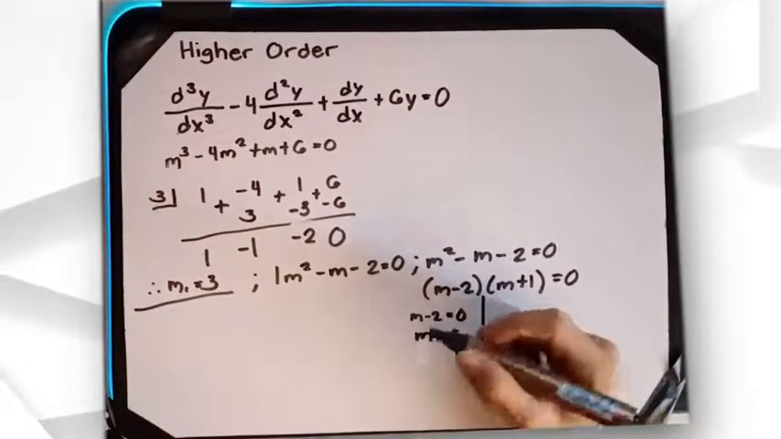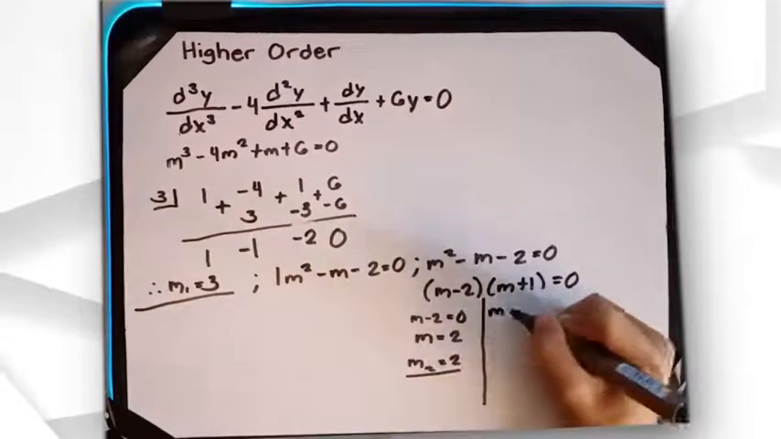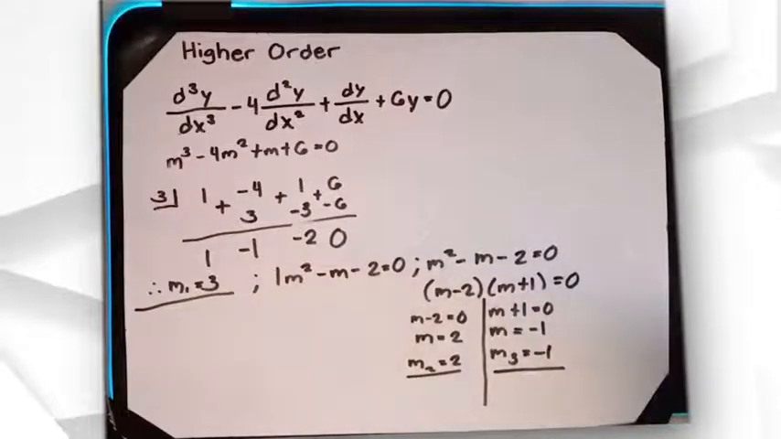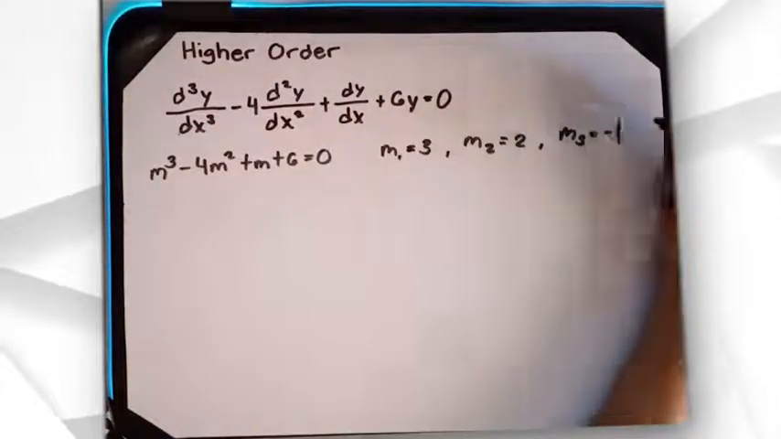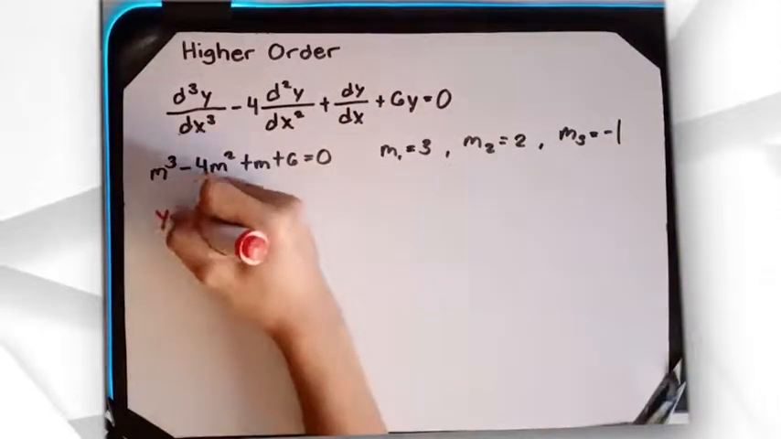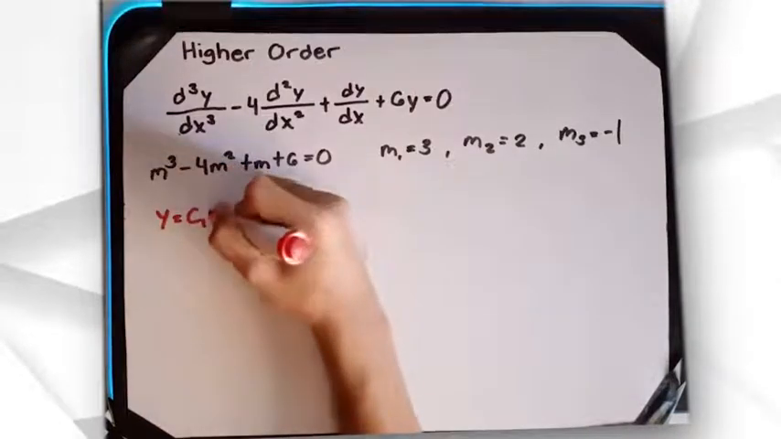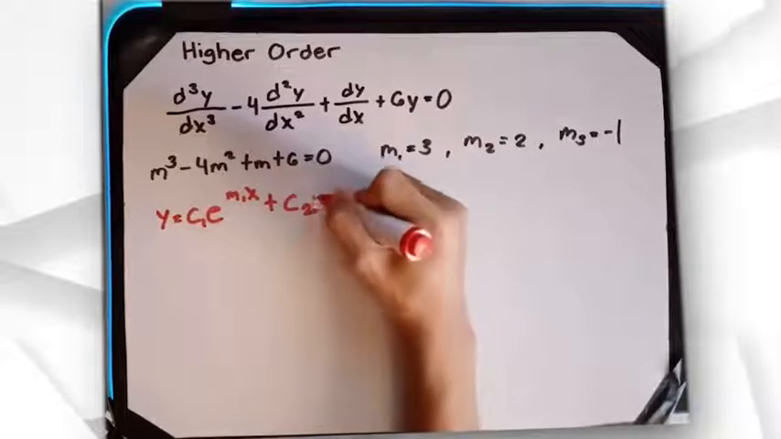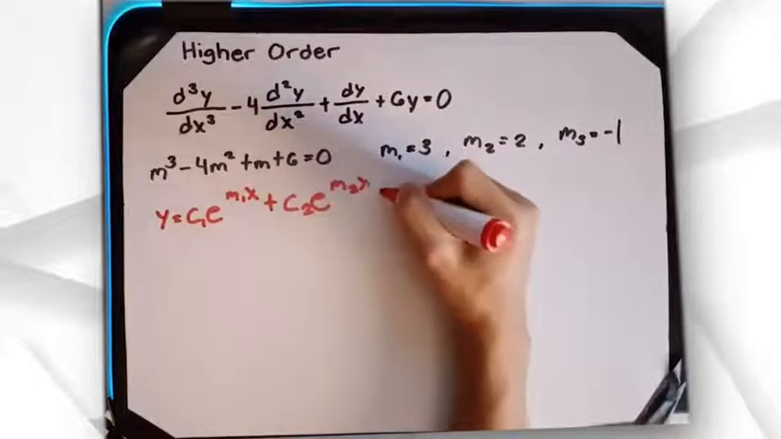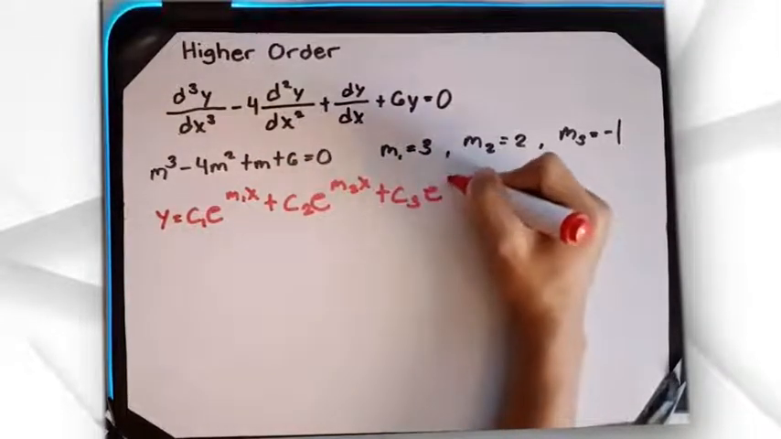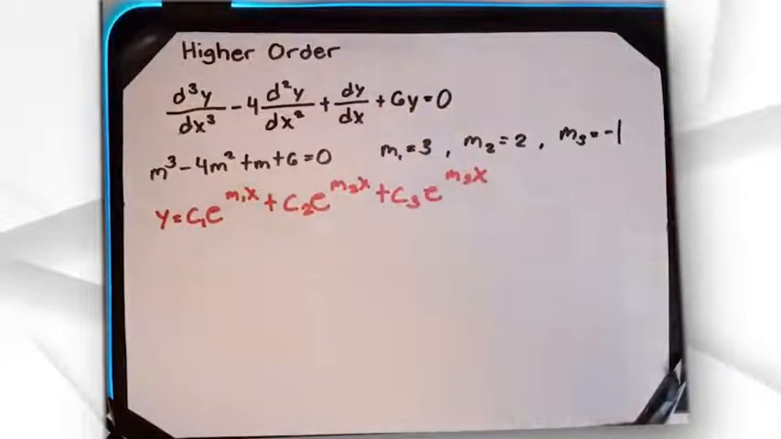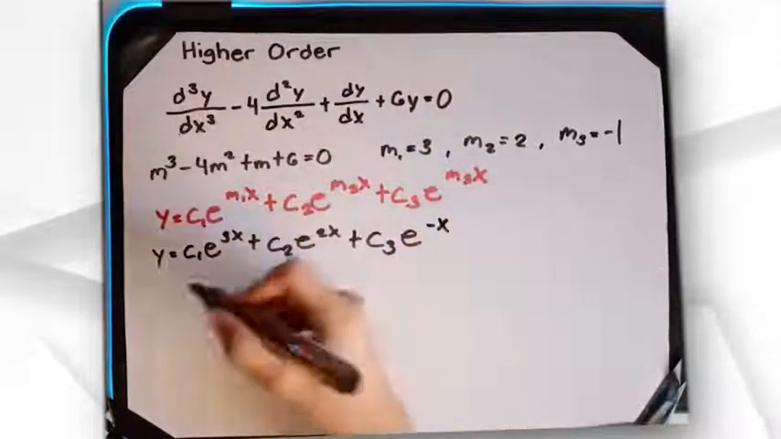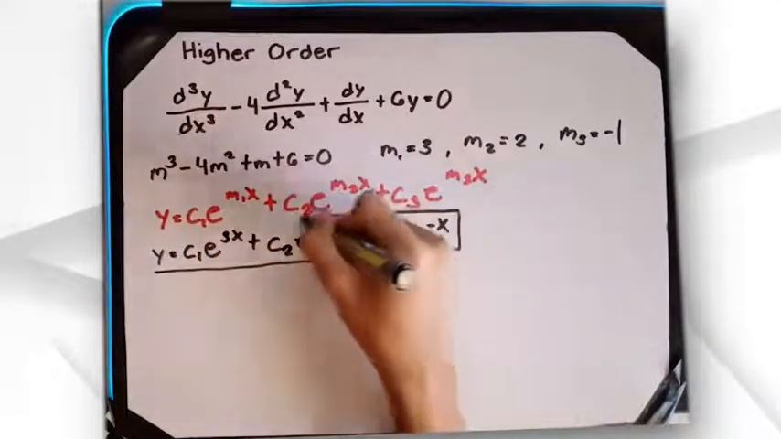Now, the roots will be m sub 2 is equal to 2 and m sub 3 is equal to negative 1. So what we are going to do now is write it in the form of y is equal to c sub 1 e raised to m sub 1 x plus c sub 2 e raised to m sub 2 x plus c sub 3 e raised to m sub 3 x. This will now be the answer, but you can also write this in this form.